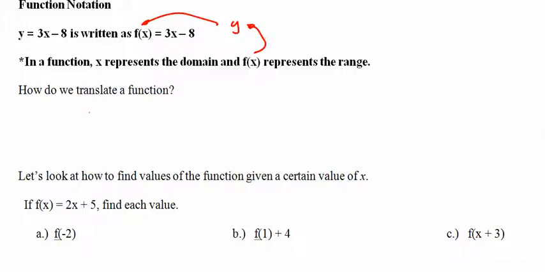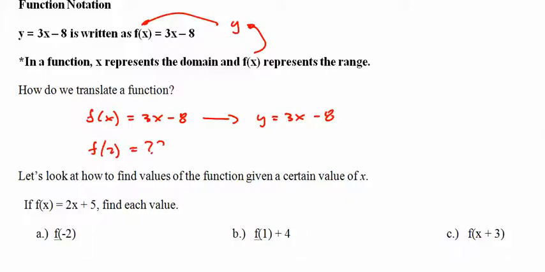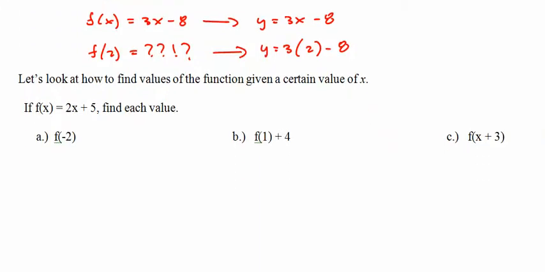How do we translate a function? Instead of f of x equals 3x minus 8, we just write y equals 3x minus 8. The problem is we're going to have f of 2, and people don't know what to do. It's not really a big deal. It just means y equals 3 times 2, because that's f of x. F of 2 means plug in 2, see what happens. That's it. It's really simple.